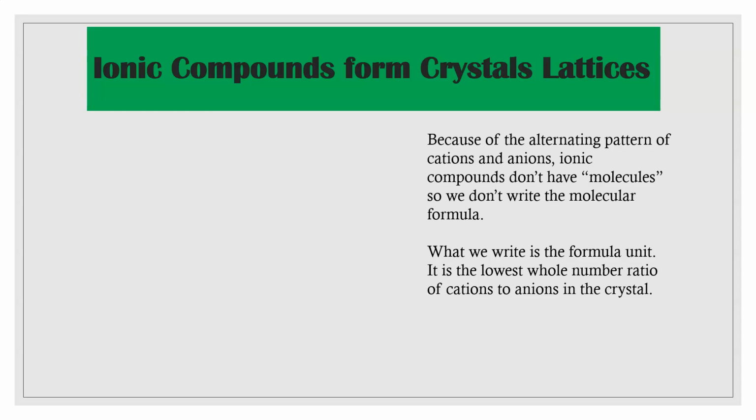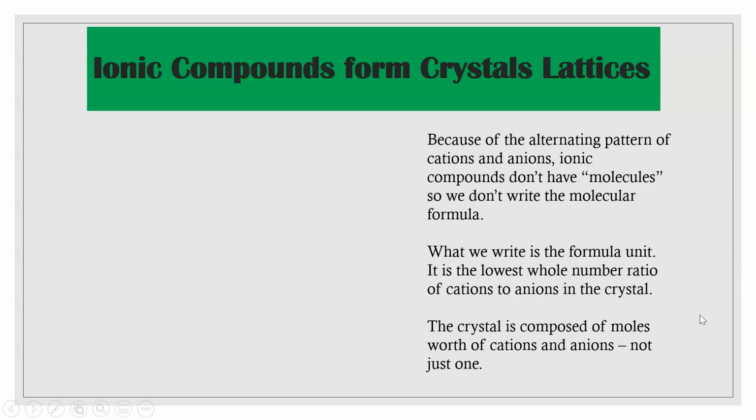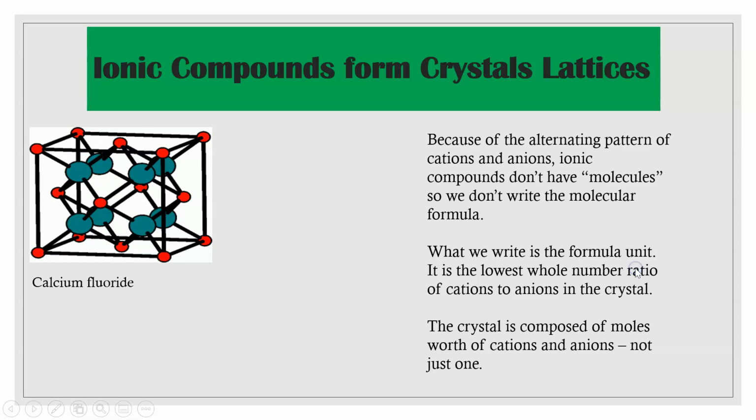So for example, sodium chloride is 1 sodium to 1 chloride. Calcium fluoride, what you saw, was 1 calcium to 2 fluorides. So the formula that you're going to learn to write for ionic crystals is really called the formula unit. It's not a molecular formula, even though we say that a lot. It's really not a molecule. It's really a huge crystal of alternating cations and anions. So the crystal literally is composed of moles worth of cations and anions, not just one individual cation or one individual anion.